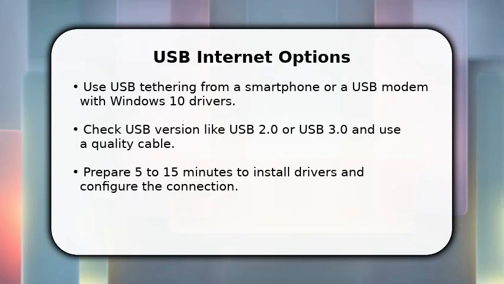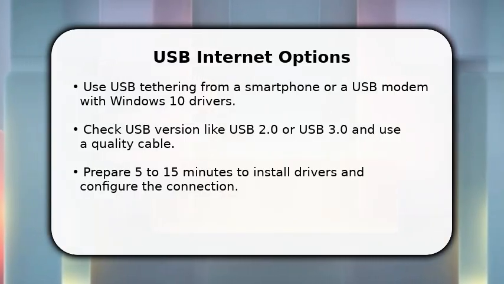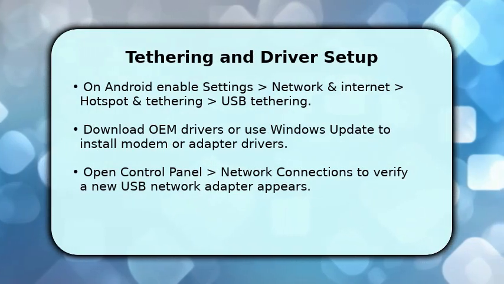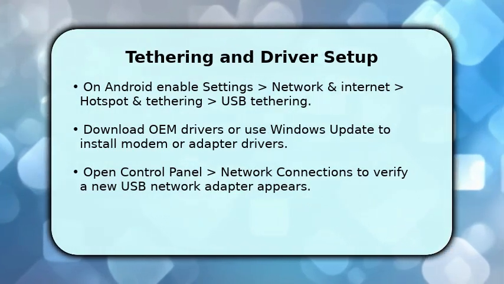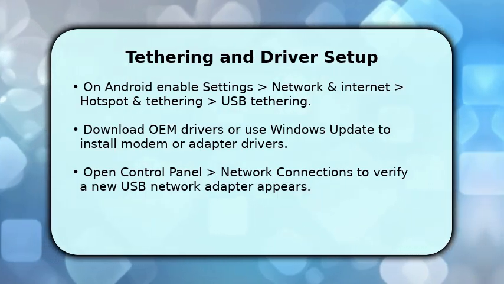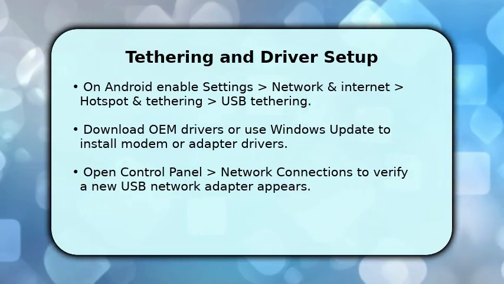Start with smartphone tethering. Connect your phone via cable and unlock the device immediately. On Android, enable settings, network and internet, hotspot and tethering, then toggle USB tethering on. On iPhone, connect and confirm trust prompts, then enable personal hotspot in settings if needed.